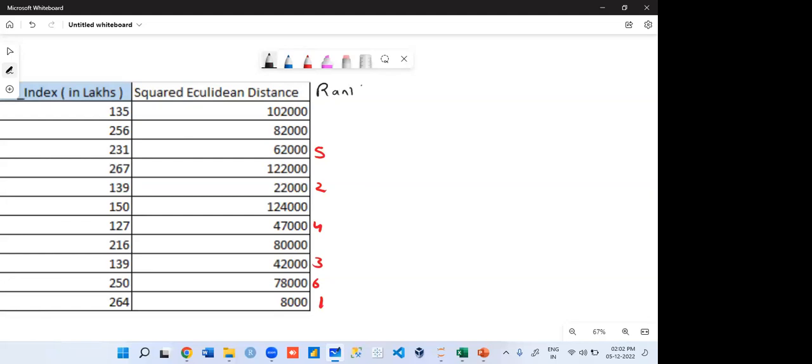Okay. Now guys, it is a regression task because the y variable is a number. So let me write, we have 8,000, 22,000. You have to write in ascending order only.